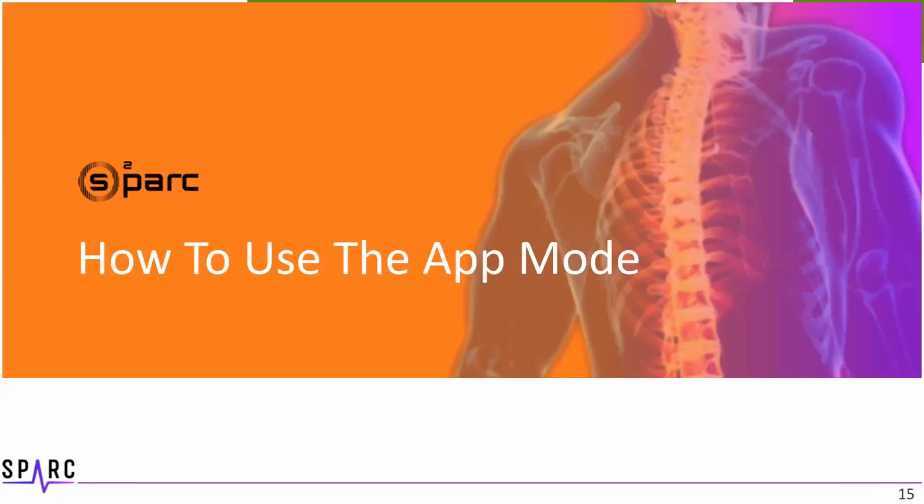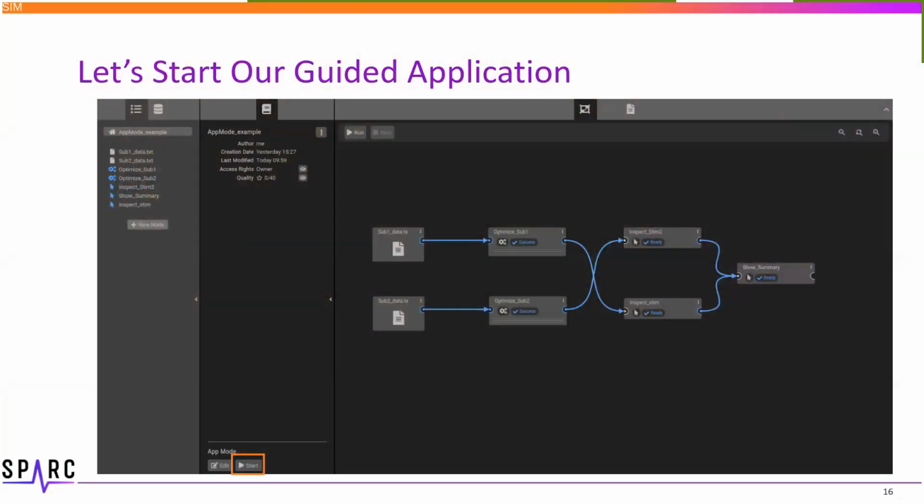So we set up this app mode. Now let's use it. We just need to use this button here. Again, click on the workbench here in the empty space. You will see this start button.